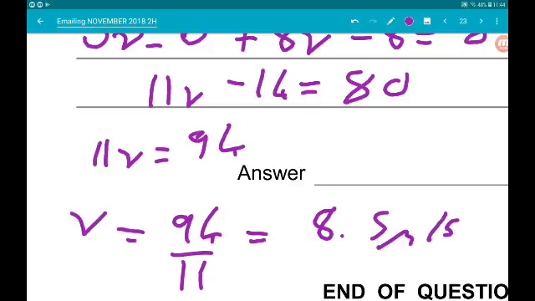Cool. Right guys, paper done. I honestly think that's probably the worst GCSE paper I've done so far. So I really hope you found this useful.